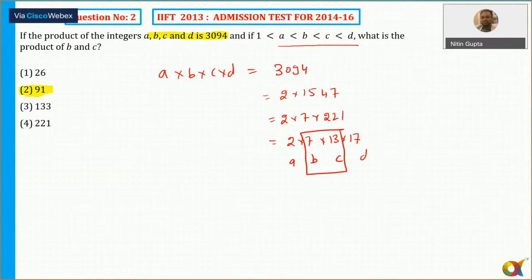ठीक. So the answer is 120. No, not 133. Ram, the correct answer is 91. So a very easy question.